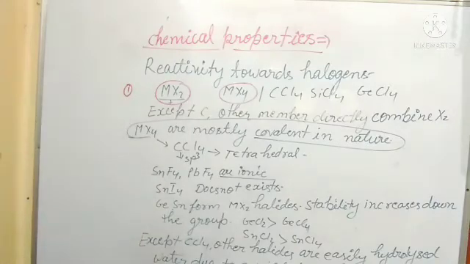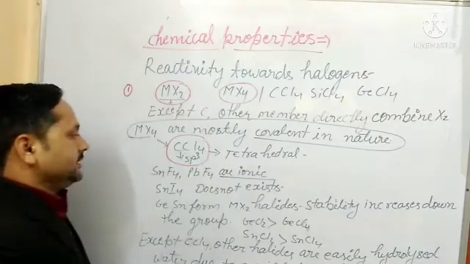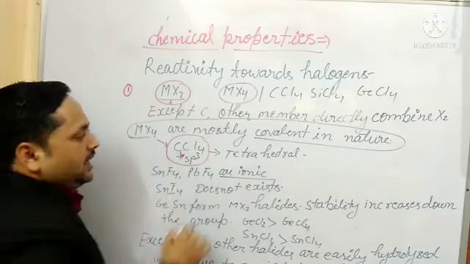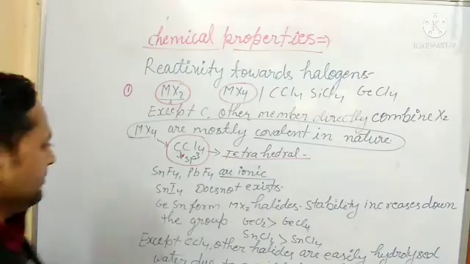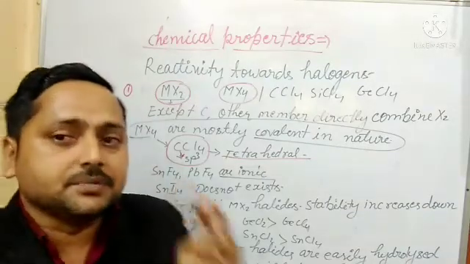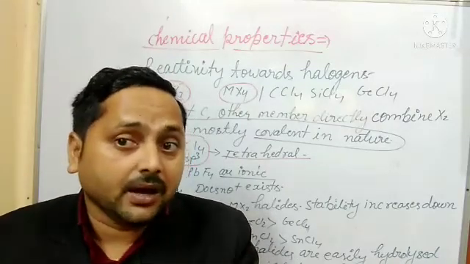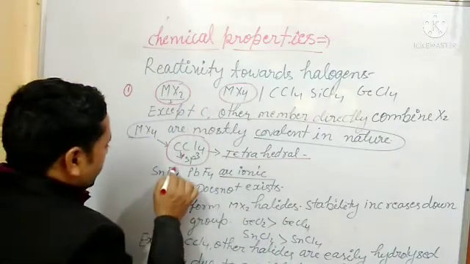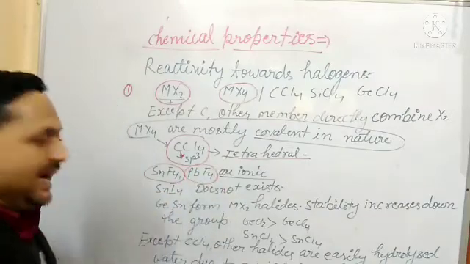Taking an example of sp3 hybridization: in CCl4 the hybridization state of C is sp3 and the structure is tetrahedral. In sp3 hybridization, as in CCl4, which is tetrahedral, maximum compounds are covalent in nature. But some exceptions are there: SnF4 and PbF4 are ionic in nature.